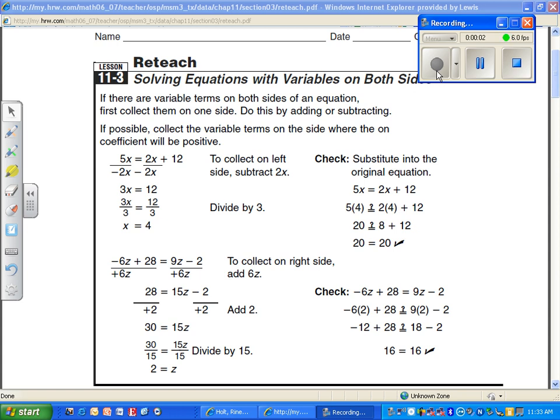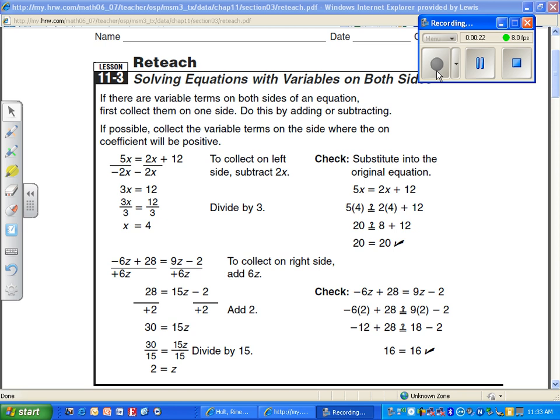Okay, Ms. Whitaker here, and I want to go over the notes for 11-3, which is solving equations when we have variables on both sides. Now, over the last couple of years, we've talked about solving one-step equations where we're trying to isolate the variable, and we're going to keep doing that.